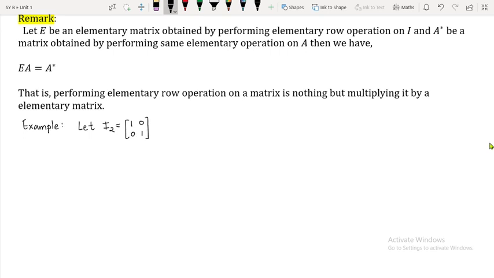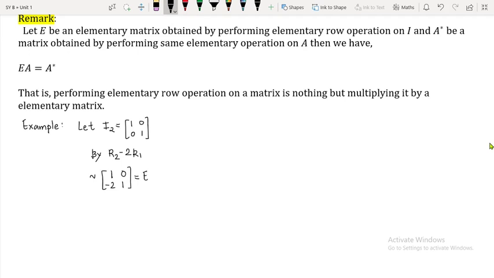So let me perform one operation on this, so that we will get an elementary matrix, right? So I'll say by R2 minus twice R1. So what you are going to get? So this will be equivalent to first row will be as it is. Now what will be the second row? So R2 minus twice R1 means 0 minus 2 multiplied by 1, that is minus 2. And next one is 1 minus 2 multiplied by 0, that is 1. So this is our elementary matrix. I will call it as some E.